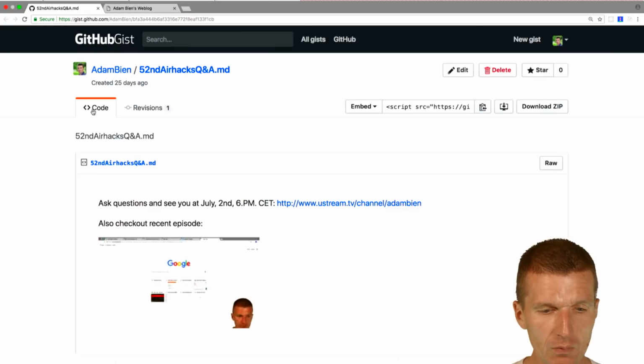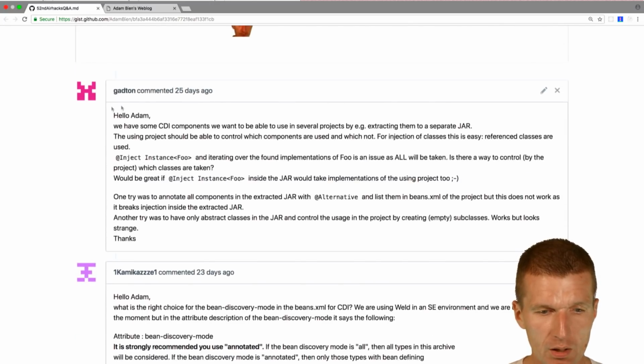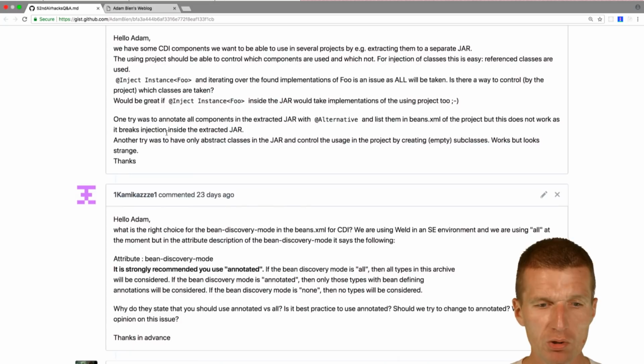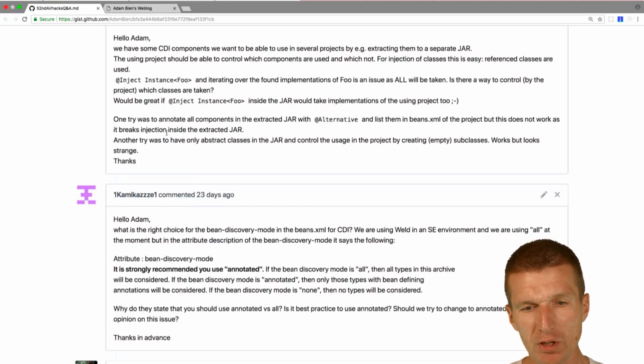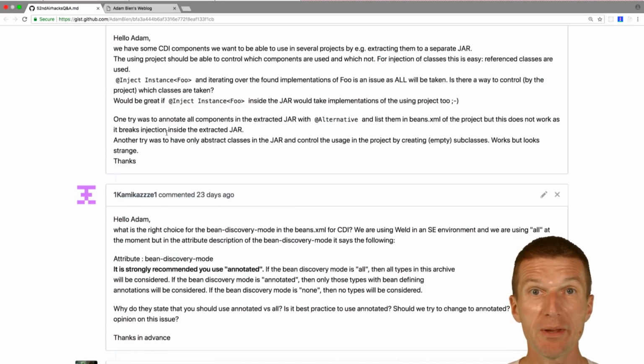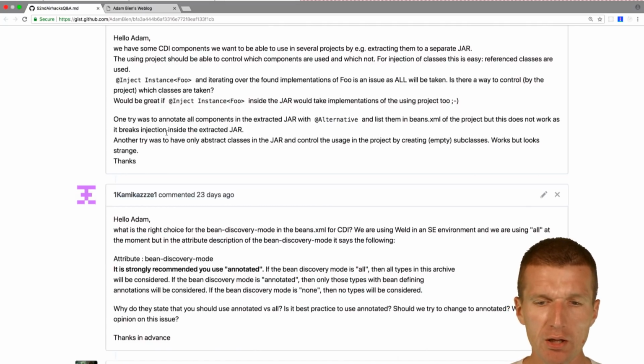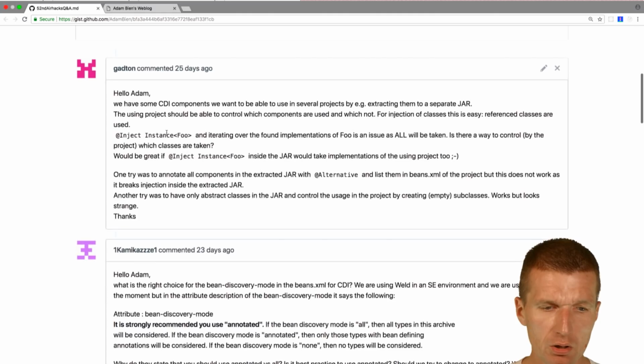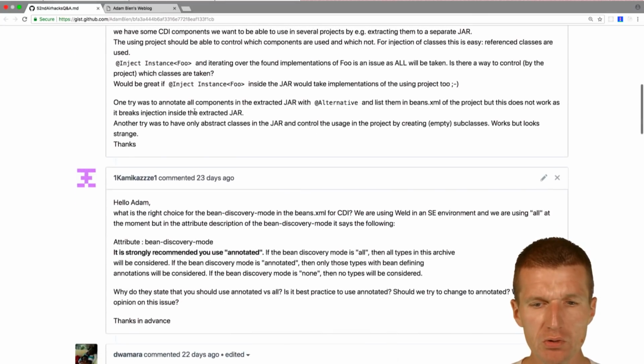So the very first question, Geton asked me. What he did is the following. They have several projects in jars. Each jar, this is my understanding, has its own module. And then there is the application war, probably, and it references all the jars. And now what Geton would like to do is to selectively load classes from different jars.